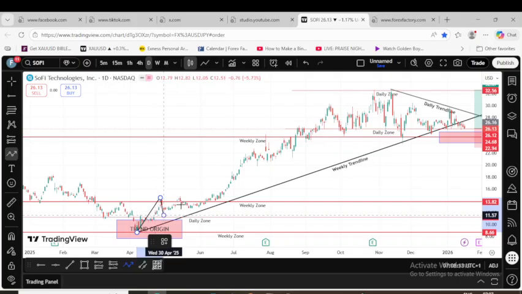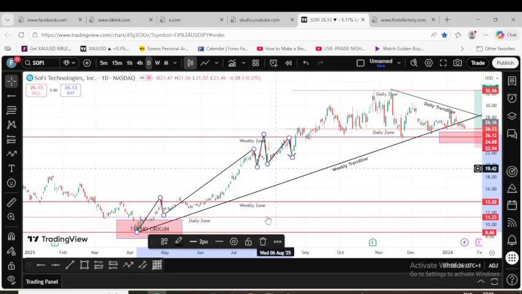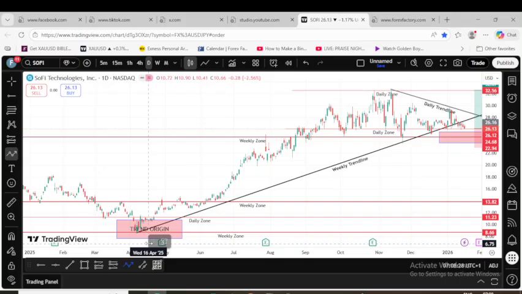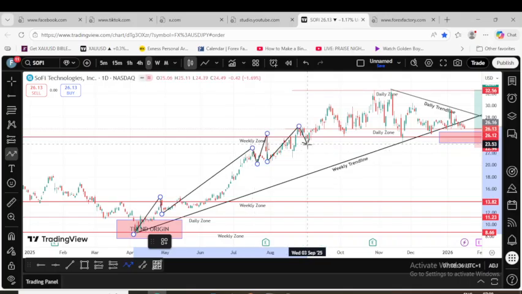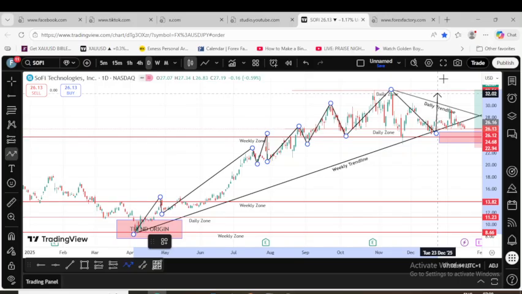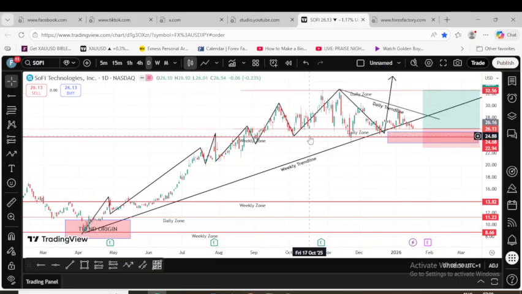Anyways, impulsive, correctional. Then we have an impulsive all the way over here, a correctional, impulsive, a correctional, an impulsive, okay, no. I made a mistake there. Impulsive, correctional, impulsive, correctional, impulsive, correctional. This should be an impulsive followed by a correctional, followed by an impulsive, followed by a correctional, followed by another impulsive. As you can see, price has not closed below this level.